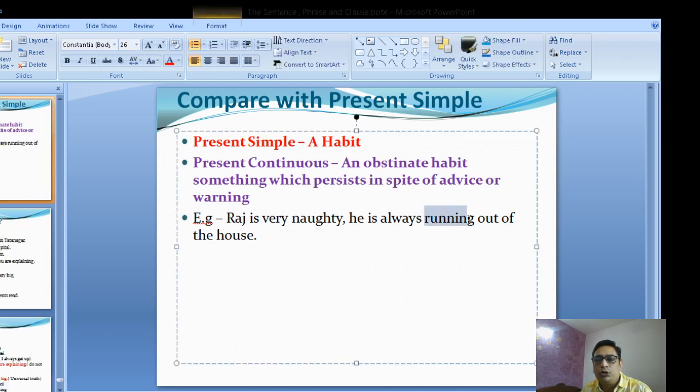So this one I am using in progressive tense or continuous tense, and we are telling about a habit that Raj is always running out of the house, which is a habit for him, but this habit is not changing despite several warnings.